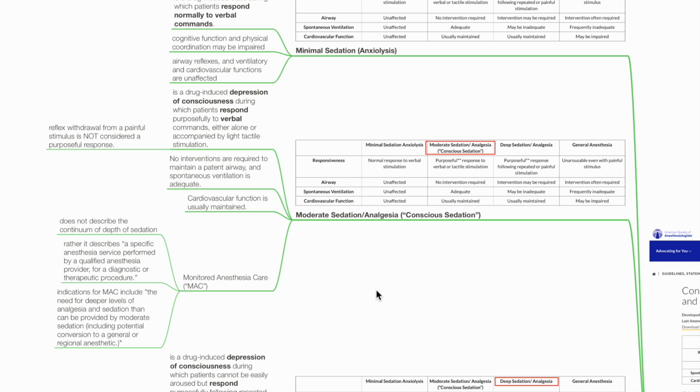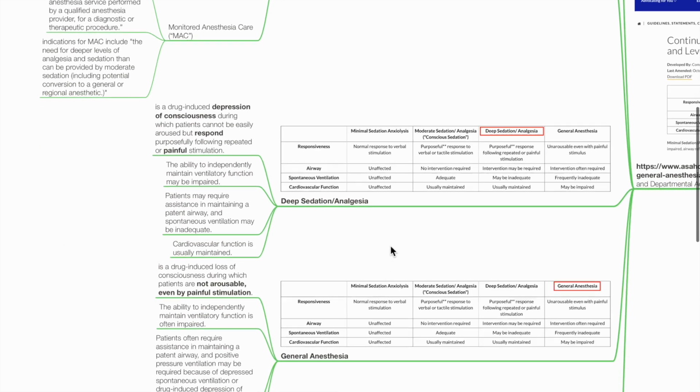Monitored anesthesia care, or MAC, does not describe the continuum of depth of sedation. Rather, it describes a specific anesthesia service performed by a qualified anesthesia provider for a diagnostic or therapeutic procedure. Indications for MAC include the need for deeper levels of analgesia and sedation than can be provided by moderate sedation, with potential conversion to GA or regional anesthesia.